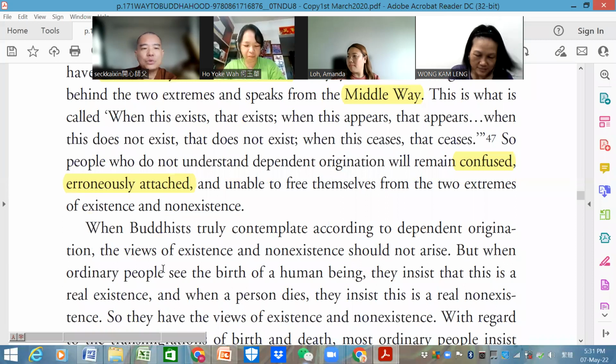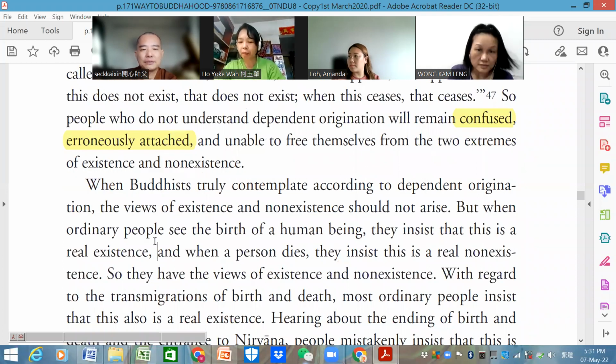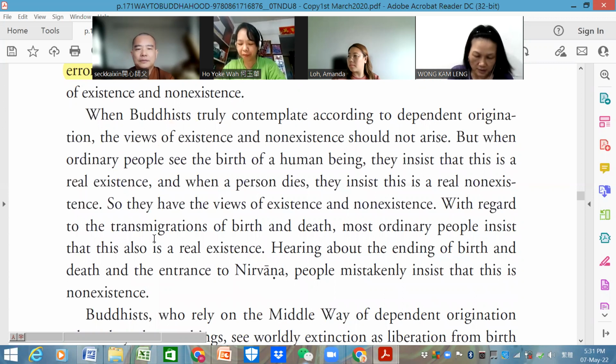Now we go to the next paragraph. Yongxin, your turn to read. When Buddhists truly contemplate according to dependent origination, the views of existence and non-existence should not arise. But when ordinary people see the birth of a human being, they insist that this is a real existence. When a person dies, they insist this is a real non-existence. So they have the view of existence and non-existence. With regard to the transmigration of birth and death, most ordinary people insist that this also is real existence. Hearing about the ending of birth and death and the entrance to nirvana, people mistakenly insist that this is non-existence.